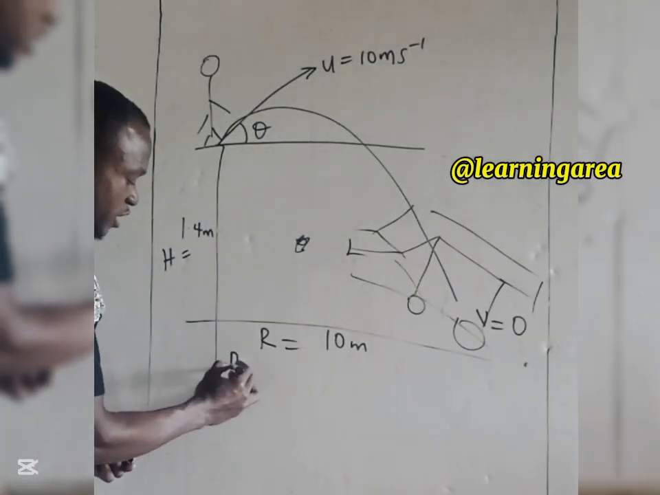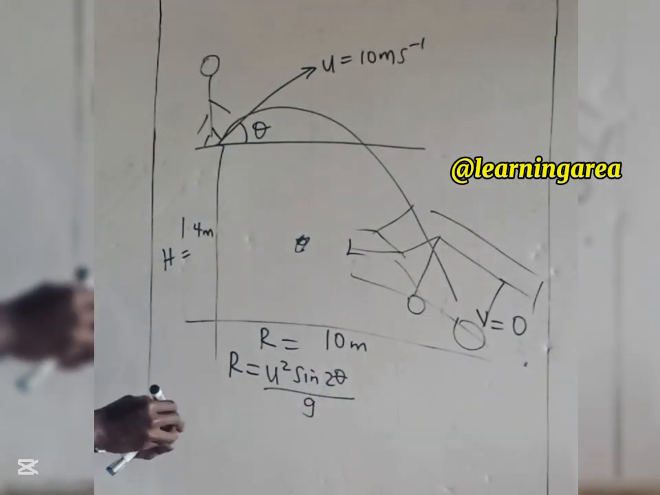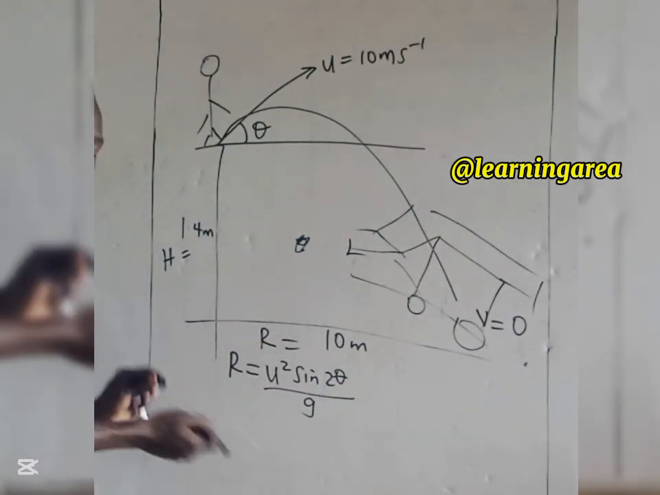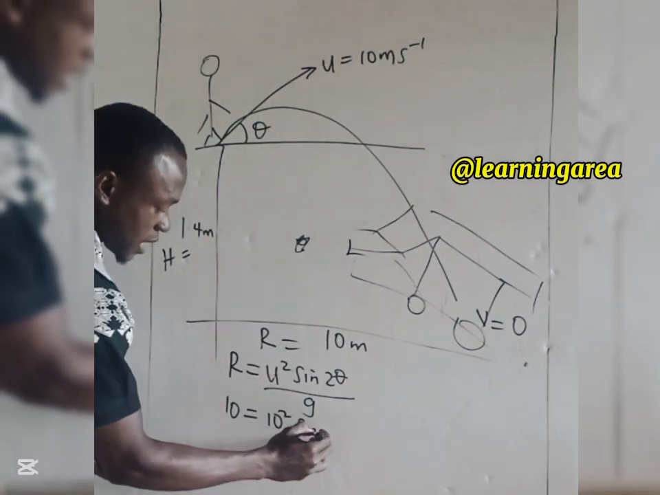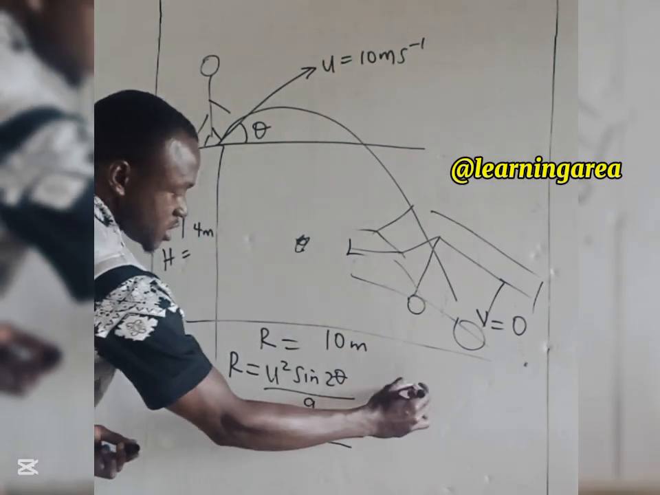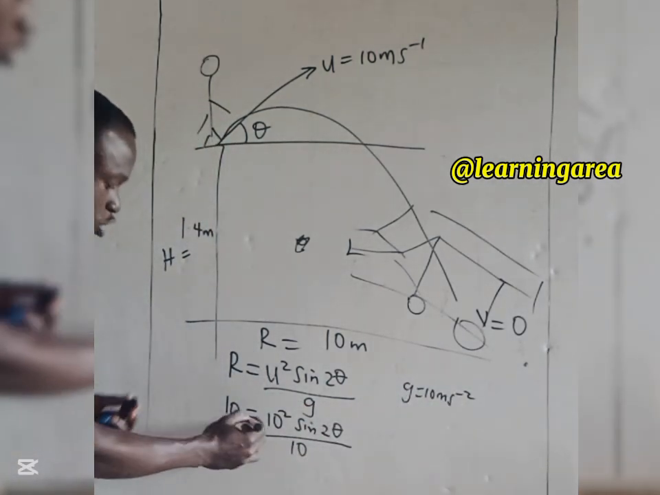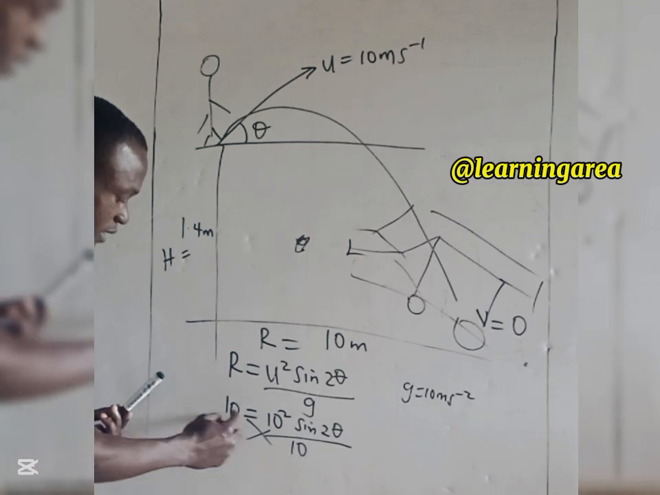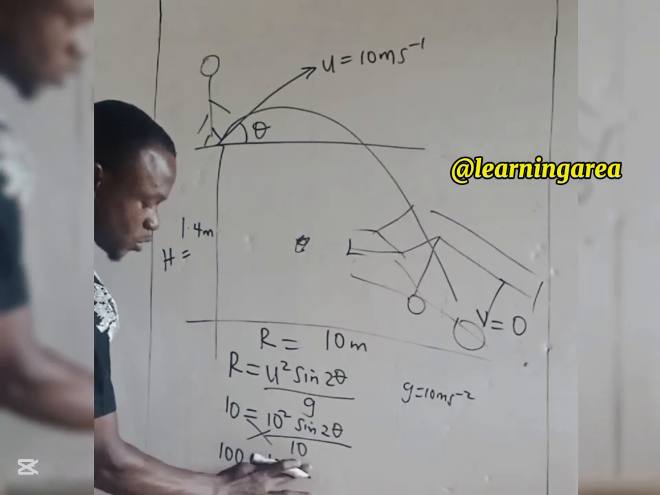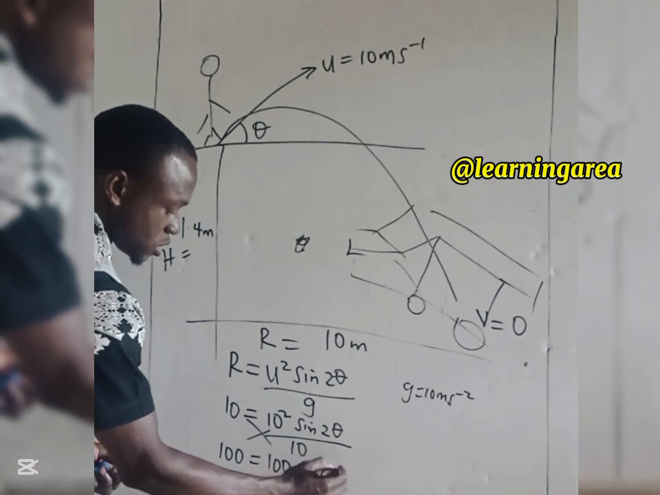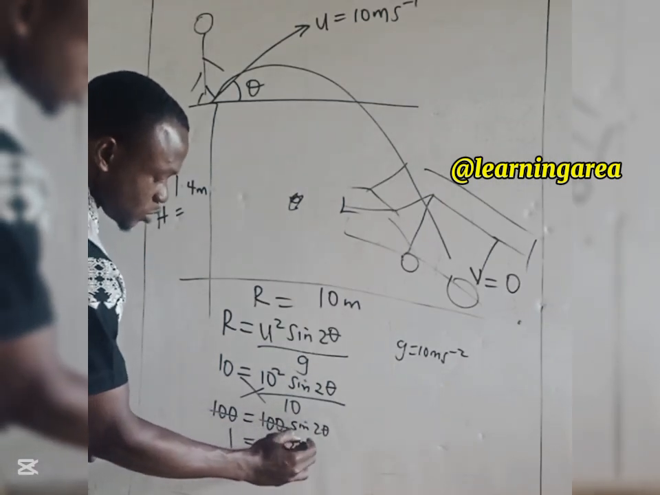So we use the formula for range as R equals u squared sine 2 theta over g. So we put in our values. Range is what? 10 meters. So we have 10 meters equal to our u is what? 10. 10 squared sine 2 theta over, remember g is 10 meters per second squared. So we cross multiply so that we can get our theta. 10 times 10 gives us 100, is equal to 10 squared, which is 100 as well, so 100 sine 2 theta. So this can divide this. We're left with 1. So 1 is equal to sine 2 theta.